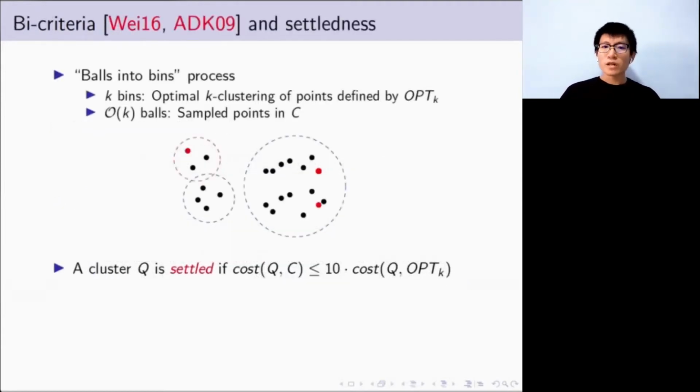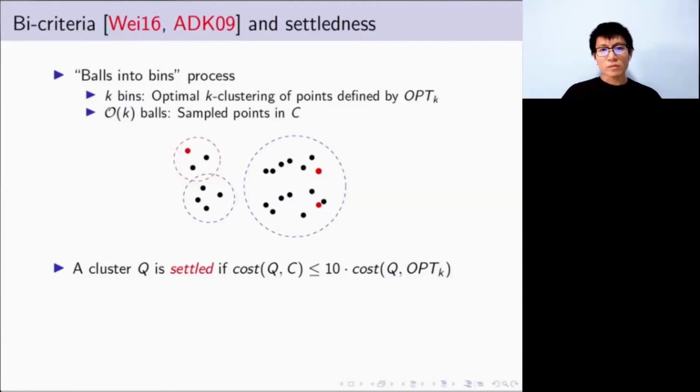Okay. The bicriteria algorithm can be viewed as a balls into bins process, where the bins are the k clusters of some fixed optimum clustering. And the algorithm will throw O of k balls into them. By throwing balls, I mean you pick points from the point set into C. So C is your candidate centers.